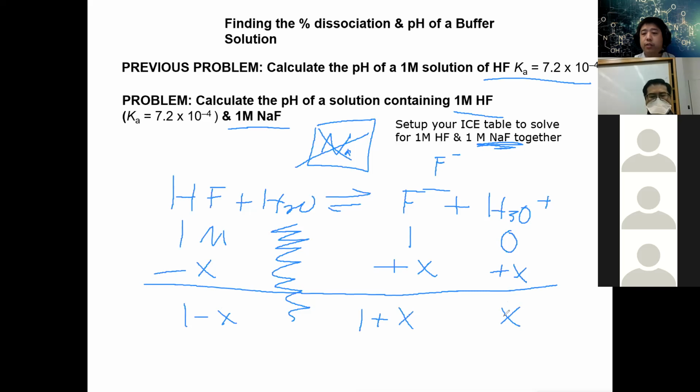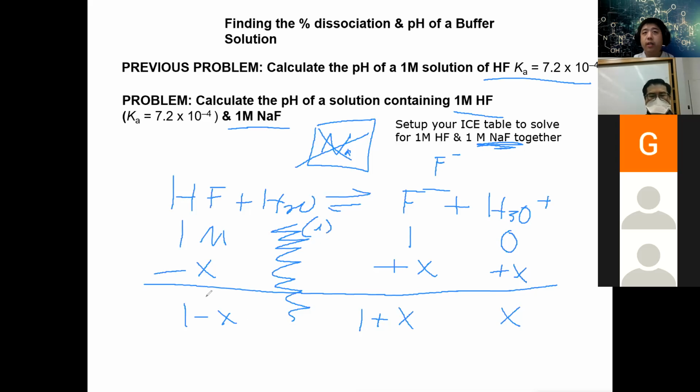Is it okay if I clear the screen? Give you time to copy it down. Professor, quick question: why don't we include H2O? We don't include H2O because it is a liquid. Remember what we do in the equilibrium expression: what do we not include? We don't include solids and liquids. We only include aqueous species and gases in our equilibrium expression.